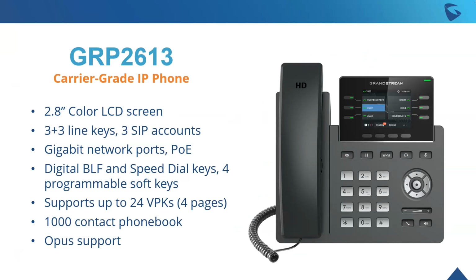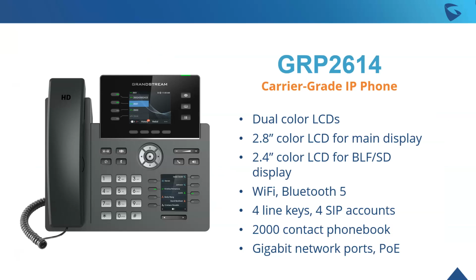All right, the next device here to take a quick look at is our carrier grade IP phones. This one is the next step up with a 2.8-inch color LCD screen, 3x3 line keys, and 3 SIP accounts. This one does have gigabit network ports and PoE, digital BLF and speed dial keys. As you can see, the 4 programmable soft keys along the bottom as well, completely customizable. Supports up to 24 VPKs, so this one may be a better option for a little bit of your higher volume user, individual who tends to be fielding more incoming calls throughout the day. Up to 1,000 contacts in the phone book, and like I said, Opus support on all devices, and of course, including this one.